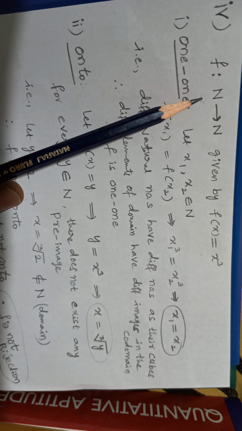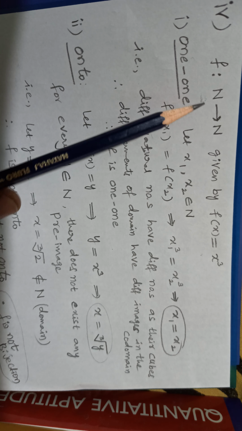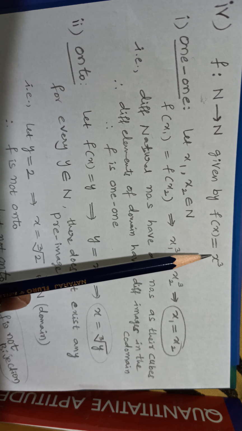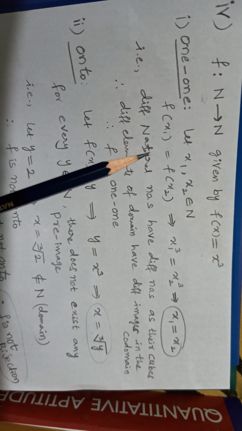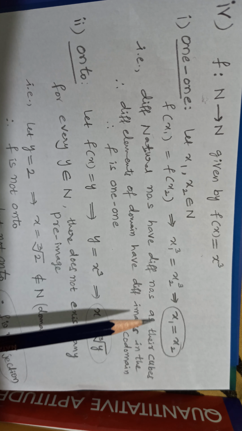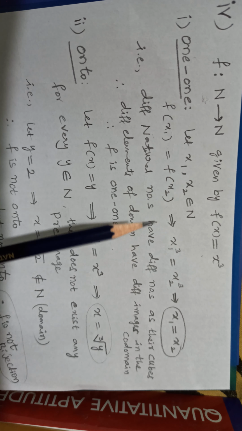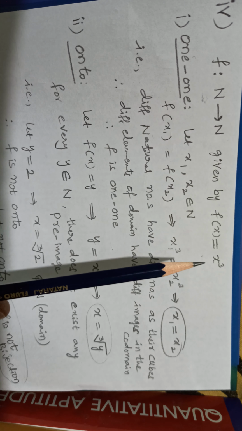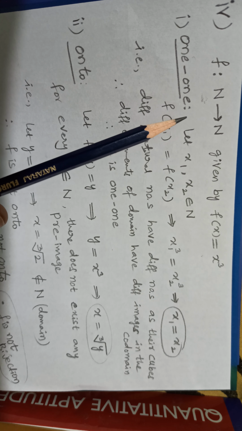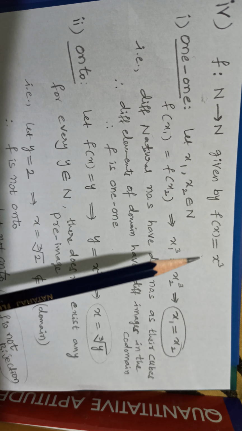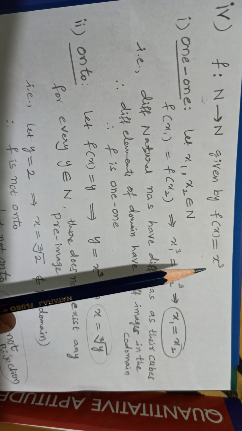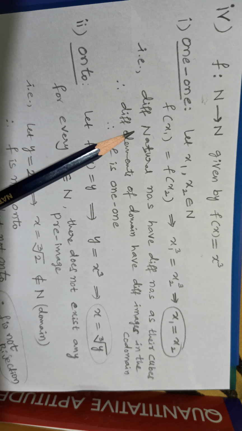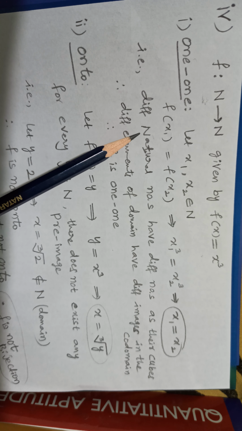So like that, can cubes of any two different numbers be the same? No, that is not possible. Correct or not? So different natural numbers have different numbers as their cubes. 1 cube 1, 2 cube 8, 3 cube 27, 4 cube 64, like that. For different numbers, if you substitute, you will get different results as their cubes. So that means we can say it is 1-1.